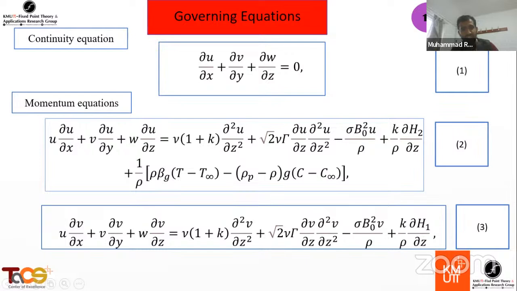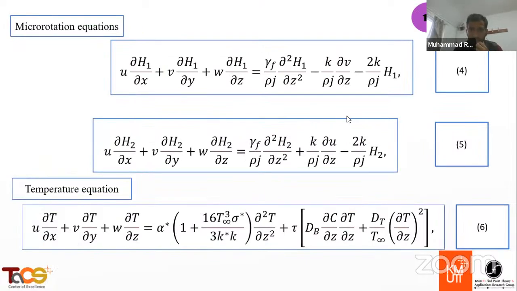In the third equation, this is the velocity equation in the Y direction. The fourth and fifth equations are the micropolar fluid equations. These equations are known as the micro-rotation equations in the X and Y directions. Equation number 6 is the temperature equation. Here, the thermal radiation effect is taken, and the Brownian diffusivity DB and thermophoresis diffusivity DT effects are also studied.